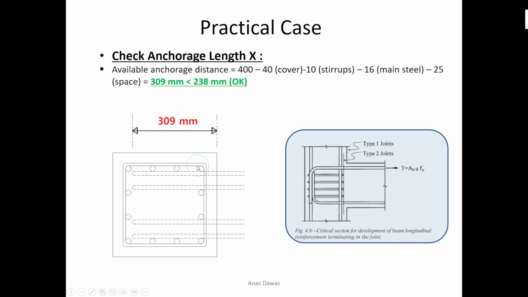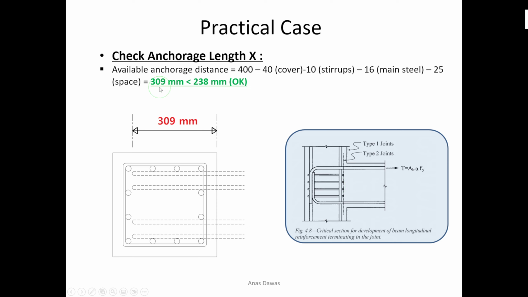So the clear spacing to develop the bars is equal to 309 millimeter. LDH in my case was 238 millimeter. You have to take care that I measured the available anchorage length from the face of the column. But for type 2 joints, I mean seismic joints, under the reversal loads the cover will be damaged, so the actual distance will be less than this, because I will measure starting from the ties. So you have to take care about this.